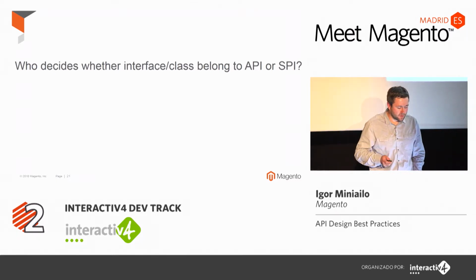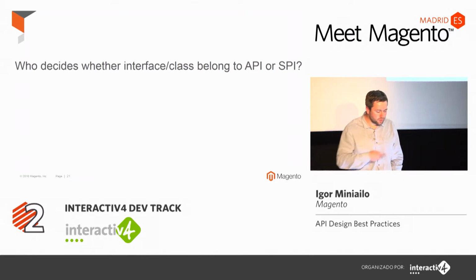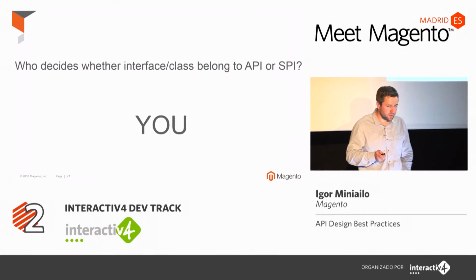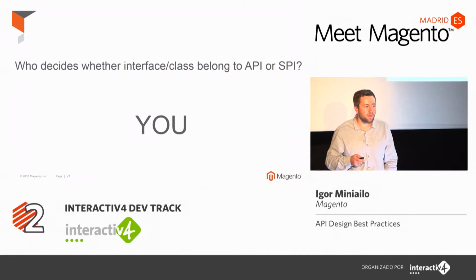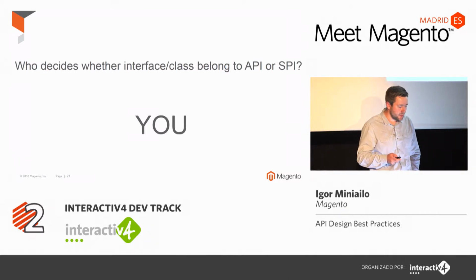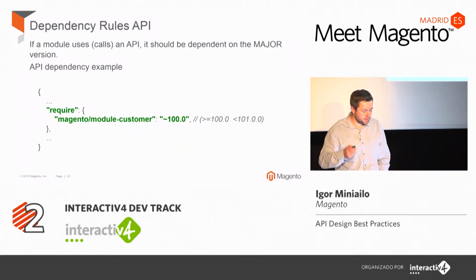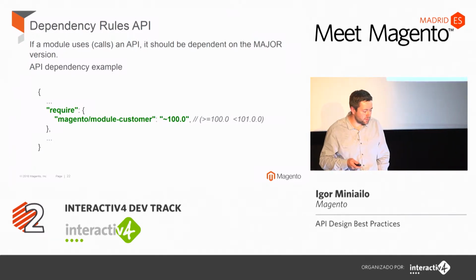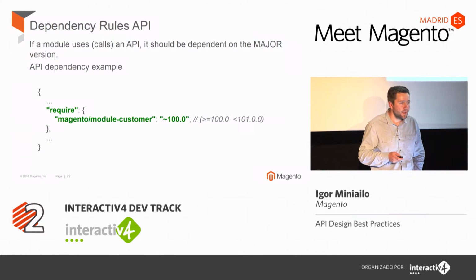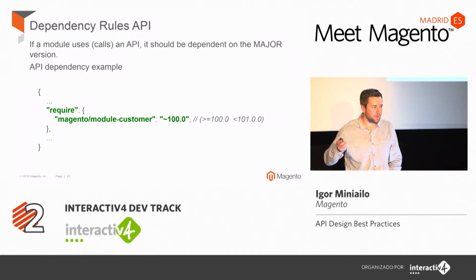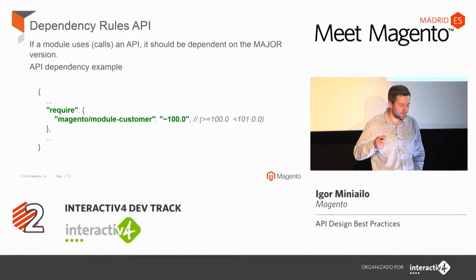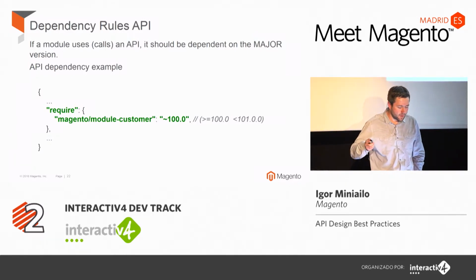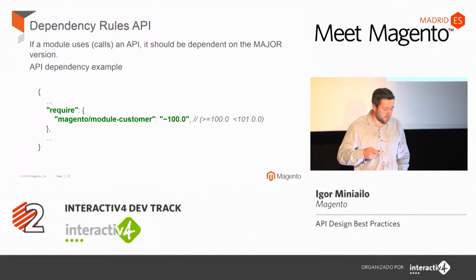So who actually decides what is API and SPI in Magento? Actually, you decide, as the people who use the Magento code and make integrations. For example, if you use the customer module and rely on the customer repository to retrieve the customer, update it, and save it, you can consider that you rely on the customer module using the API.